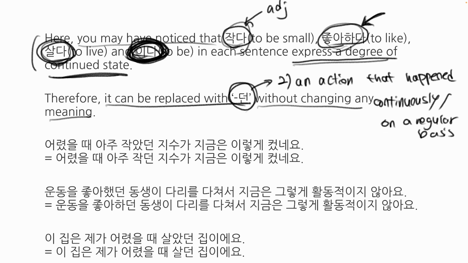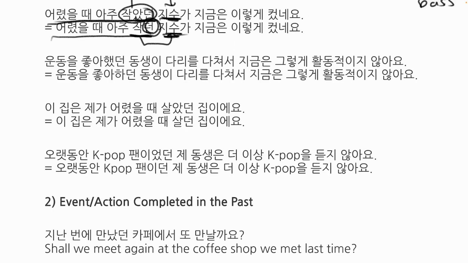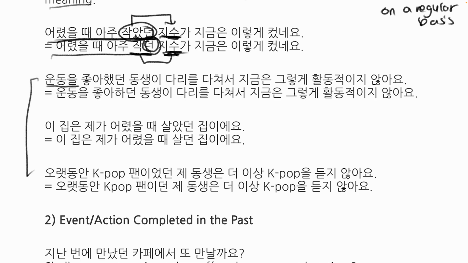So whether you say 어렸을 때 아주 작던 지수 or 어렸을 때 아주 작았던 지수, they mean the same thing. 지수, who used to be small. And same with the rest. 운동을 좋아했던 동생 or 운동을 좋아하던 동생. They all indicate 동생 used to like it, not anymore.